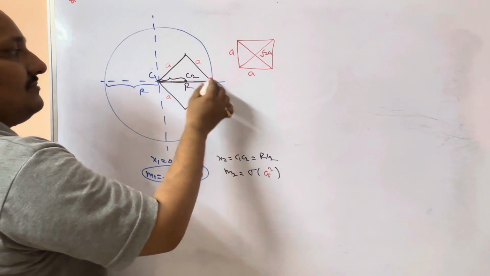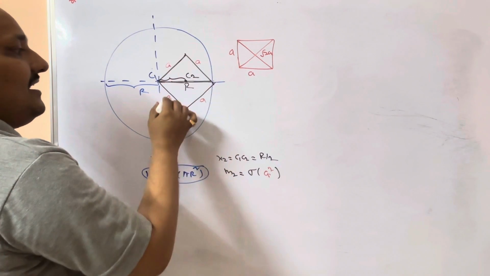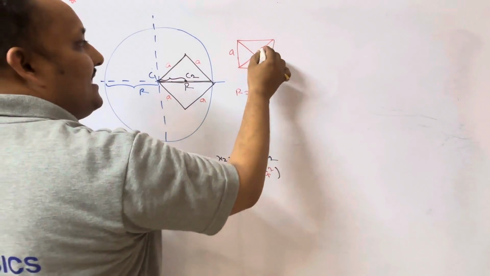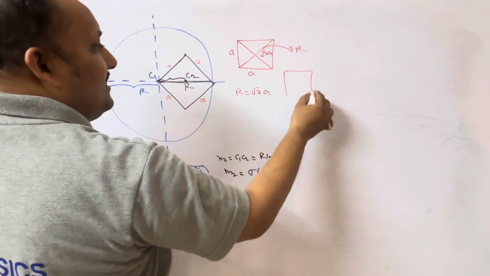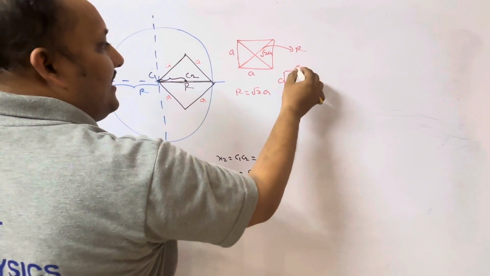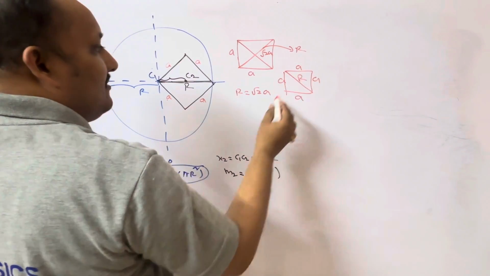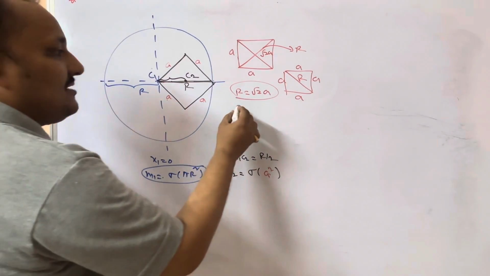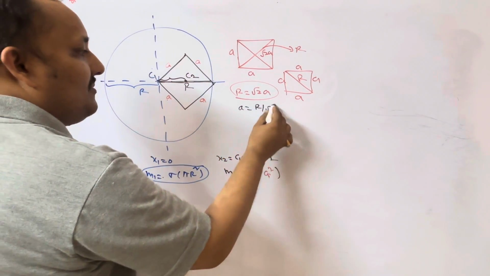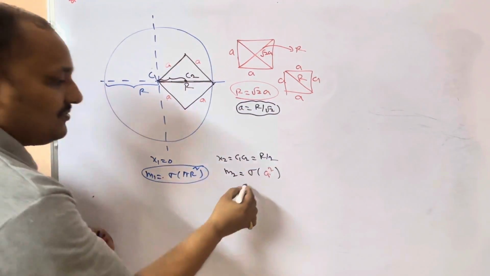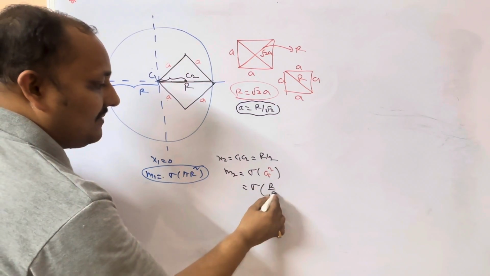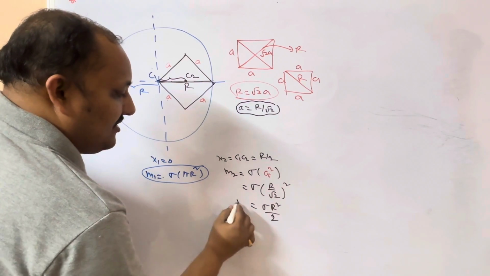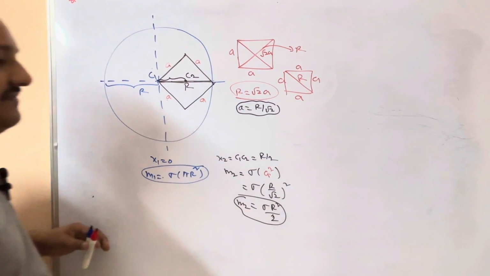Now in this square, if the side is A, they have given the diagonal as capital R. Therefore, the relation between A and R is that R is going to be root 2 A. Then what is small a? Small a is going to be R by root 2. Substitute: sigma into R by root 2 whole square, so sigma R square by 2. This is going to be the mass of the second portion.